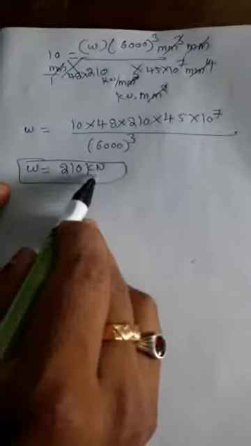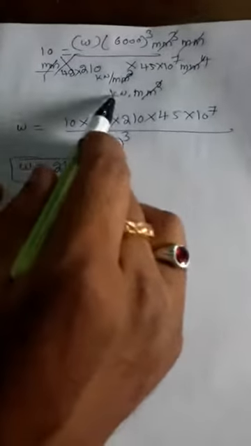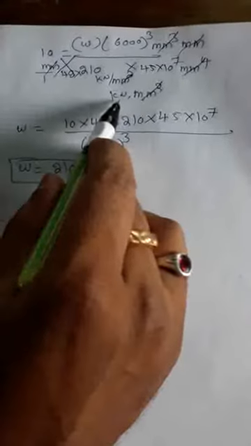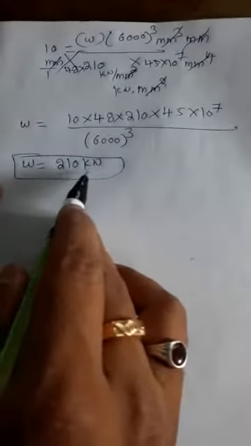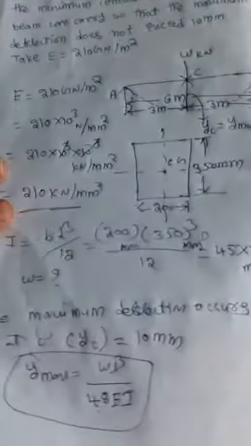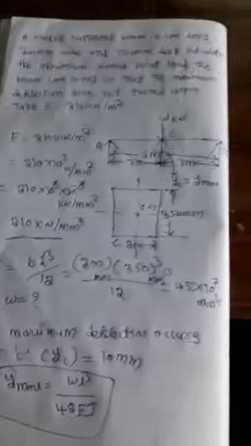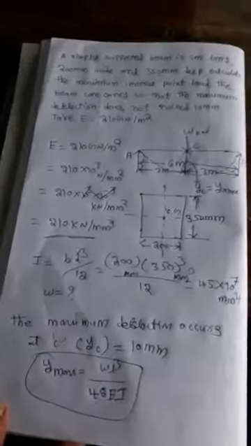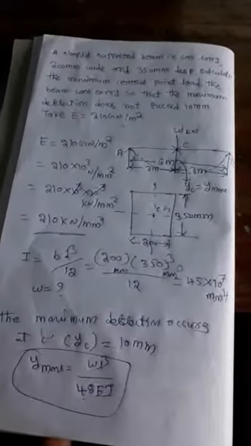Why is it 210 kilonewton here? Because the remaining unit is in terms of kilonewtons. That's why we put kilonewton. The answer is W equal to 210 kilonewton. So this is the process for finding a central deflection by using the double integration method.